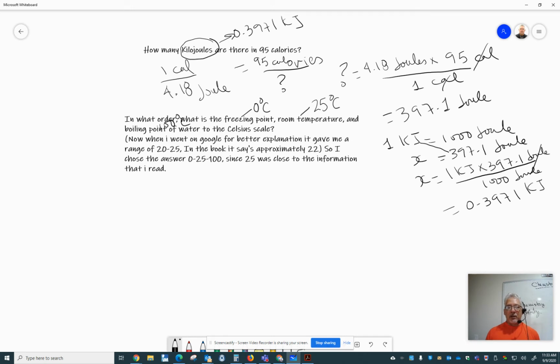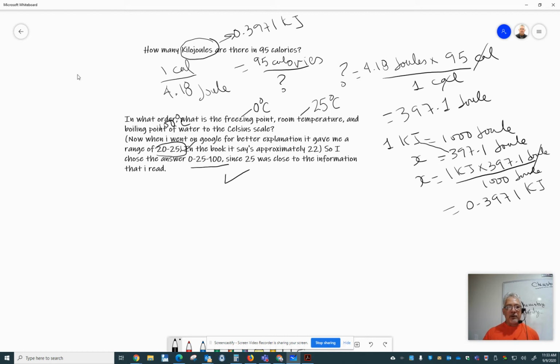Now when you went to Google for a better explanation, it gave you the range of 20 to 25. I will select 25. It's more common to have the room temperature at that value. So the answer will be 0, 25, 100. That's the correct answer, the one that you selected.